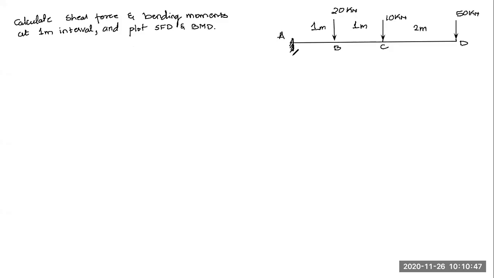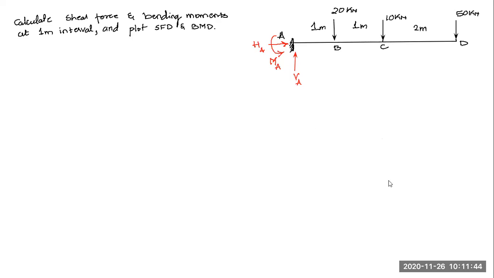Now, if you take this support A, this is a fixed support, and a fixed support can offer three reactions. We come across a horizontal reaction, let us say this is HA, and it can even offer a vertical reaction, let me take it as VA. In addition, it also can have a reaction in the form of a moment, MA. So a fixed support can develop all these three reactions. That is a property of a fixed support.